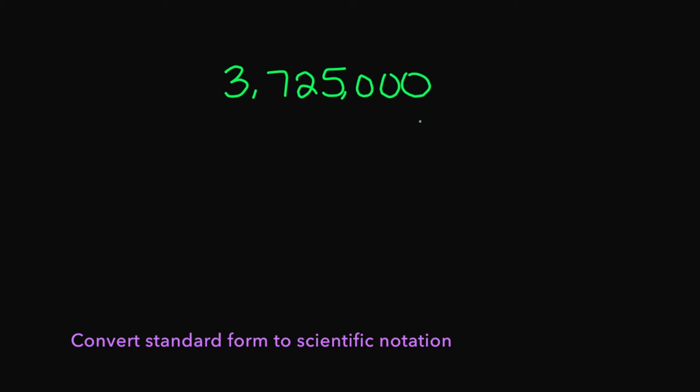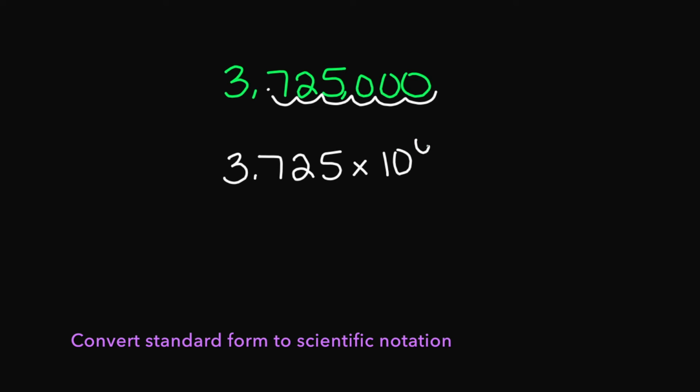Let's look at this example. I'm going to start from the back. We're going to move over until I get to a number that is greater than or equal to 1, but less than 10. So we're going to do 1, 2, 3, 4, 5, 6. It puts us right here between the 3 and the 7. So my answer is going to be 3.725 times 10 to the 6th power.